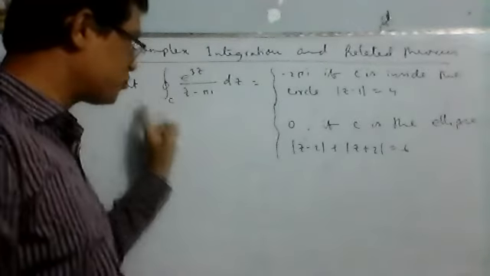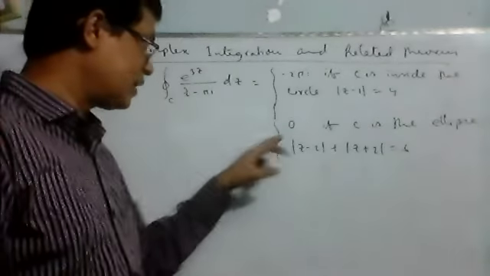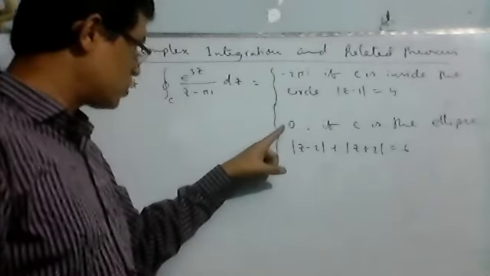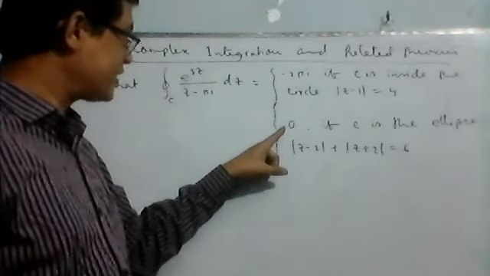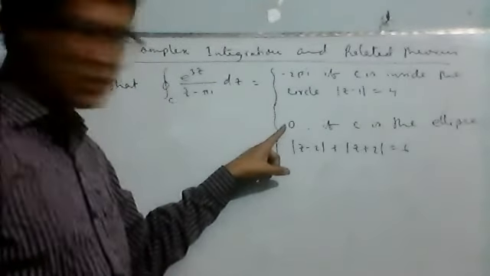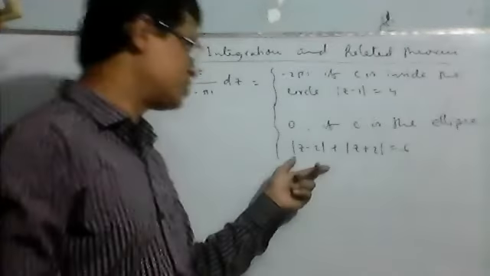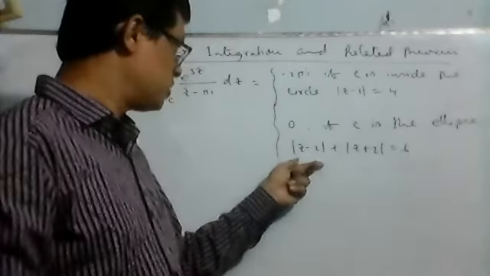This integral also has another value which is 0 if C is the ellipse, which is represented by this equation mod z minus 2 plus mod z plus 2 is equal to 6.